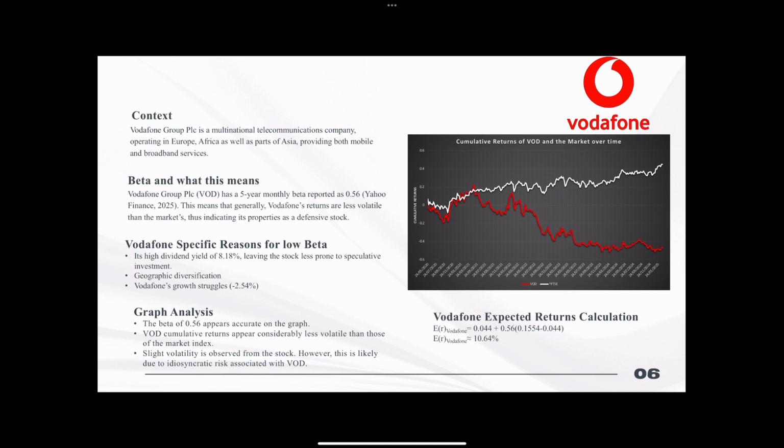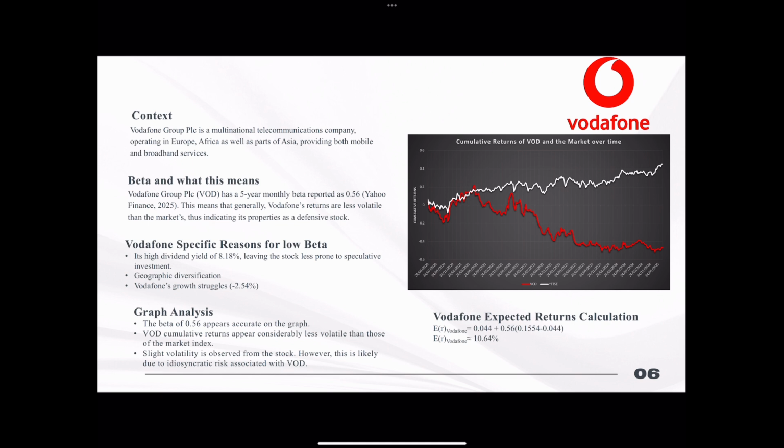We can also determine that there is a certain aspect of geographic diversification. As mentioned before, Vodafone operates in many different countries and regions, and as a result, it reduces reliance on any one market, which keeps the beta low as well. Next, we can also determine that potentially Vodafone's growth struggles have played a factor in the low beta. Over the past year, the revenue has decreased by 2.54%, and this could show that it doesn't respond as sharply to positive market sentiment, which keeps the beta lower.